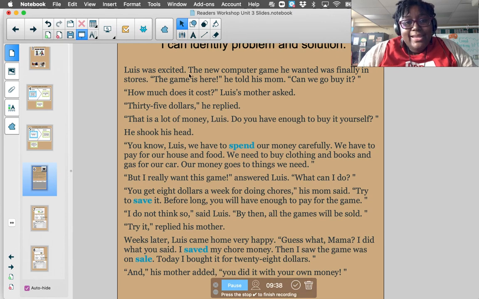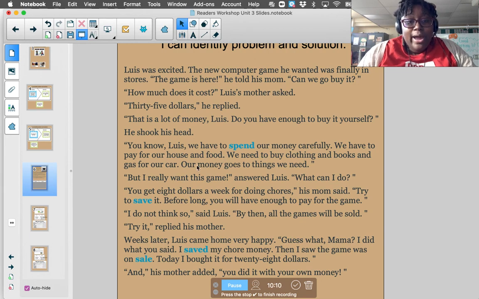Luis was excited. The new computer game he wanted was finally in stores. The game is here, he told his mom. Can we go buy it? How much does it cost? Luis's mother asked. $35, he said. That is a lot of money, Luis. Do you have enough to buy it yourself? He shook his head. You know, Luis, we have to spend our money carefully.